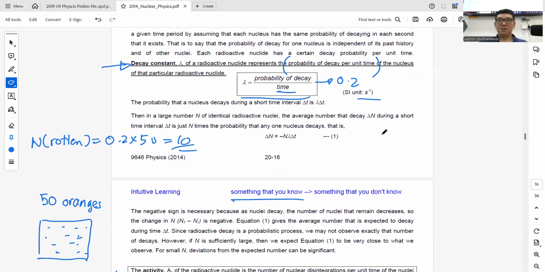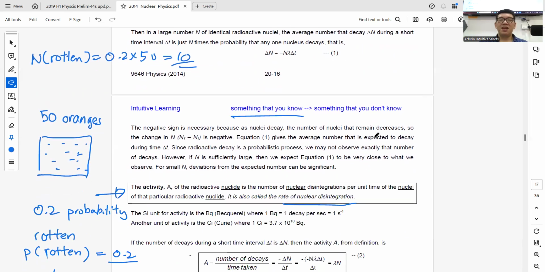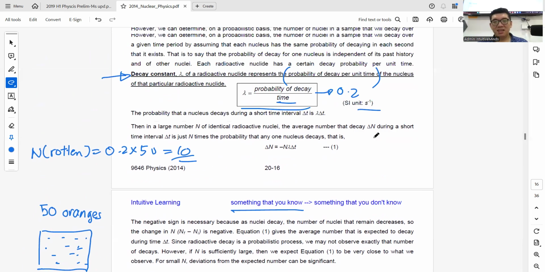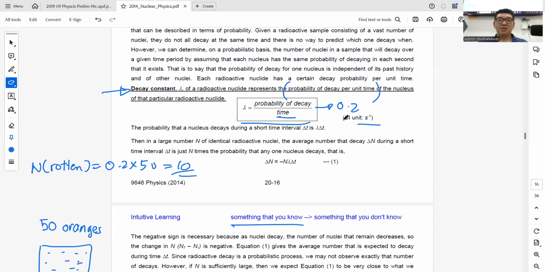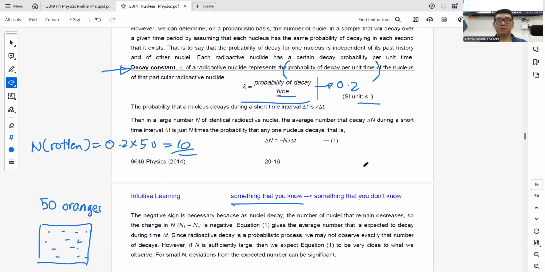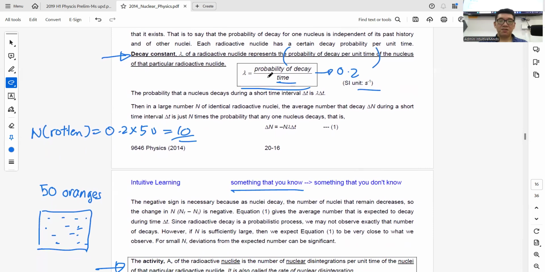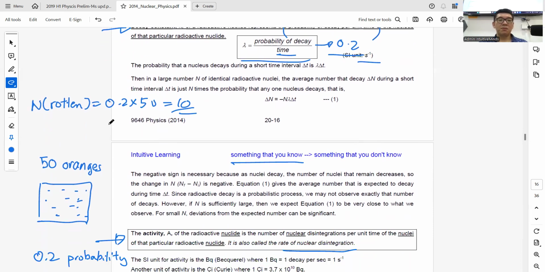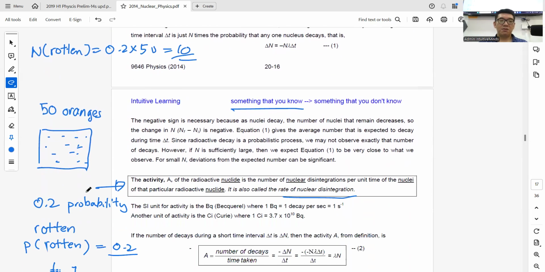And that is called the rate. If you base something within a time frame, it's called the rate. So if you base the rotten oranges in a day, the rate is per day. If you base probability of decay in a second, the rate is per second. So you have the decay constant here, which is 0.2, similar to what we talk about here.